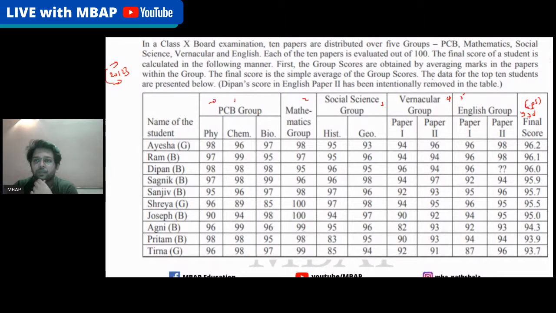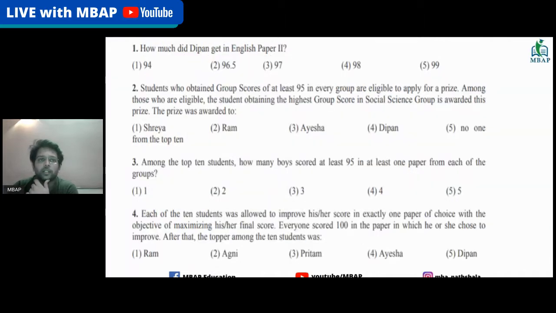The question is, the data of the top 10 students are represented below. Deepen is a boy here, which I'm going to mark here. Deepen is a guy whose English paper number 2 score has been intentionally removed. You can see this question mark. All the other data, which is the final score and the individual scores in each group, has been given to you. And the question I'm going to ask you is, how much did Deepen score in English paper 2? You can take this question on a piece of paper.